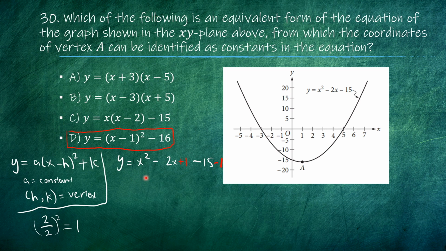So this here now becomes x minus 1 squared, minus 15 minus 1, which is minus 16. And this equation turned into our answer, which is D.